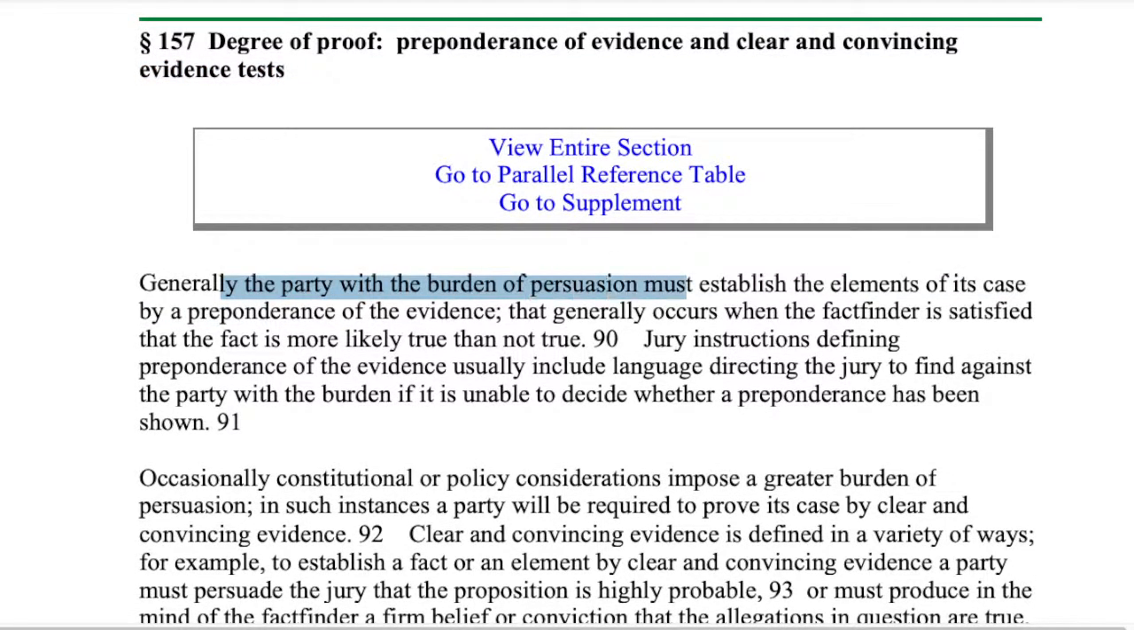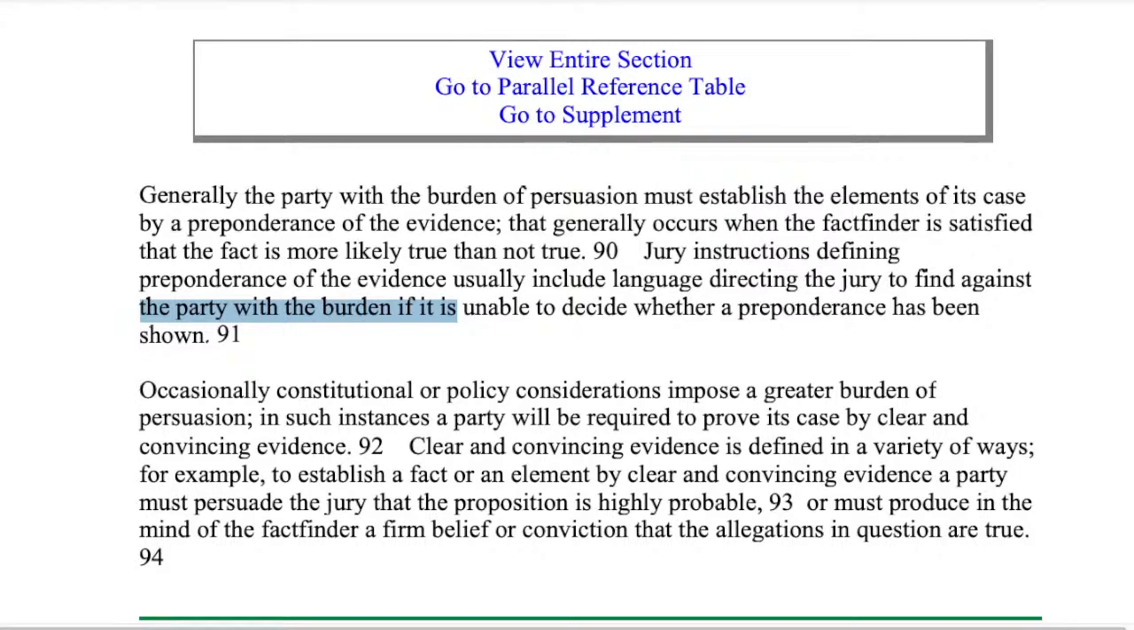Generally, the party with the burden of persuasion must establish the elements of its case by a preponderance of the evidence. That generally occurs when the fact finder is satisfied that the fact is more likely true than not true. Jury instructions defining preponderance of evidence usually include language directing the jury to find against the party with the burden if it is unable to decide whether a preponderance has been shown. So the benefit of the doubt is against the party with the burden. If you have the burden, you don't get the benefit of the doubt.